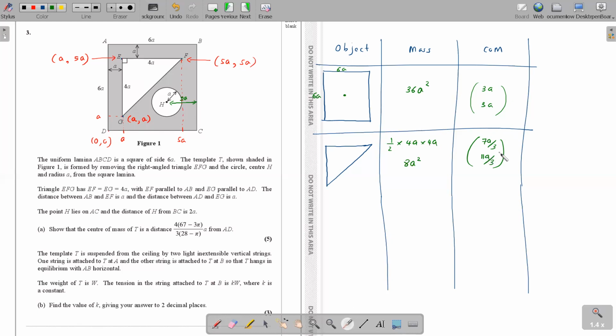So on the board, correct the names: a, 5a, 6a, 7a, this is 10a, 11a. Okay. So that is the center of mass of the triangle. Okay. Next thing is the circle.